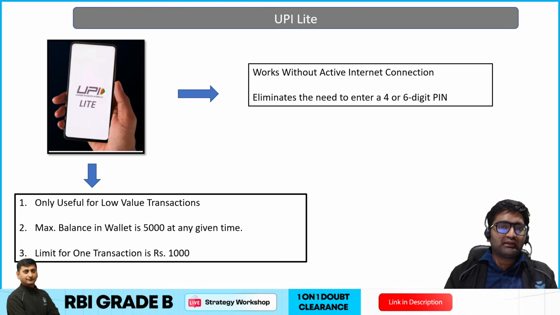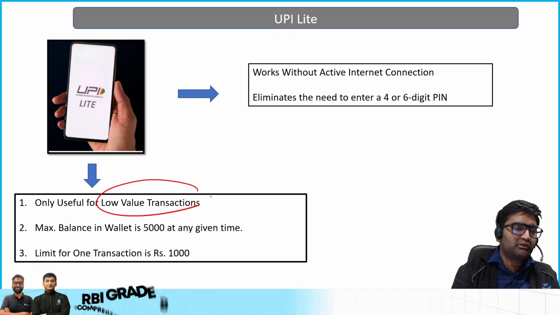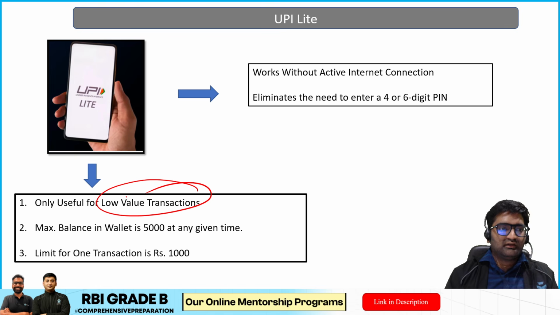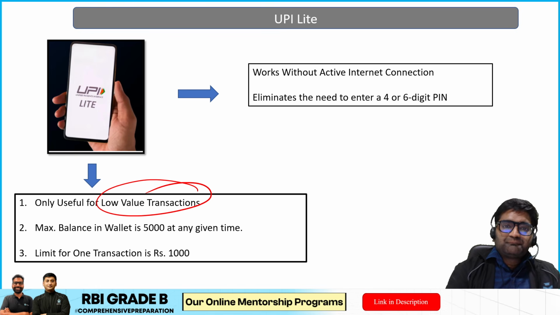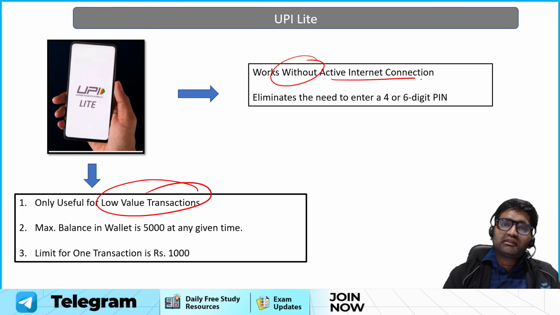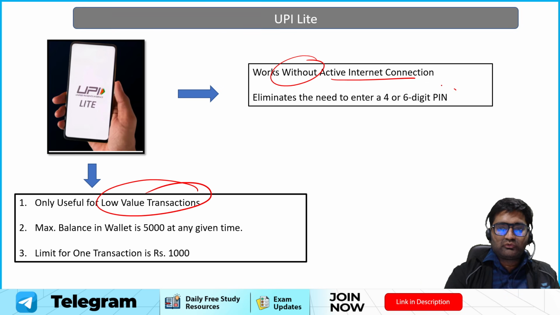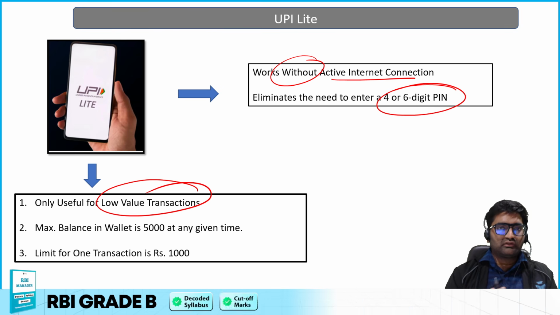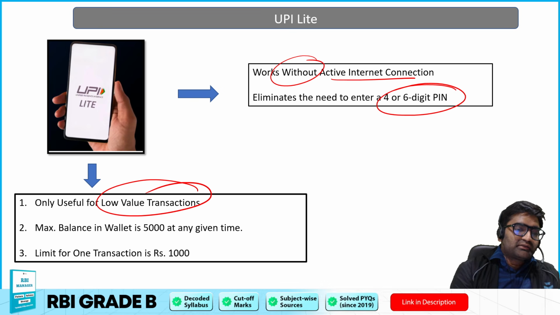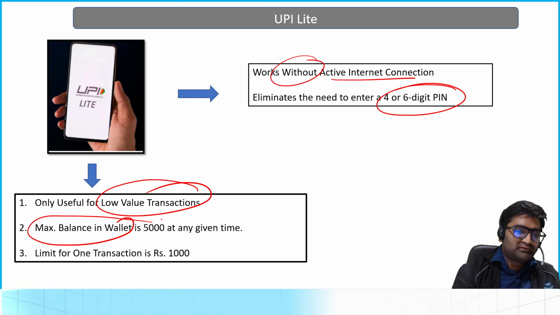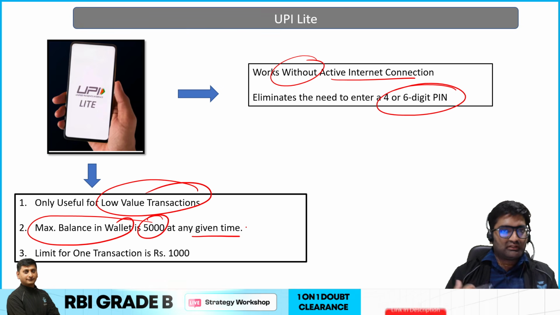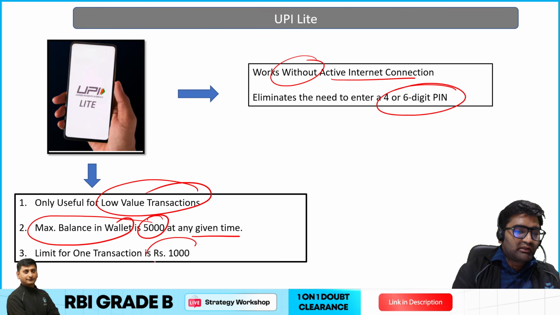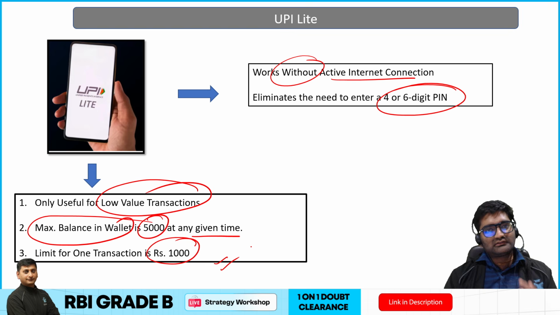I'm talking about UPI Lite. Here, what happens? This is mainly for low value transactions. Lite in the sense of a shorter version, isn't it? So without any active internet connection, you can do these payments. Here you do not need to go for a 4 or 6 digit PIN. You do not need to remember it, right? You can maintain some balance in the wallet and then make the payment. The maximum balance that you can maintain is 5,000 at any given time in this particular wallet, and the limit for a single transaction is 1,000 rupees.